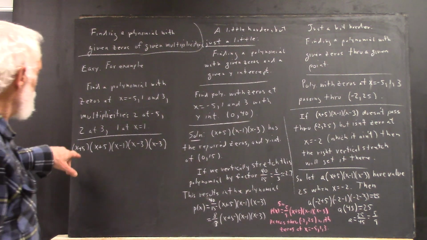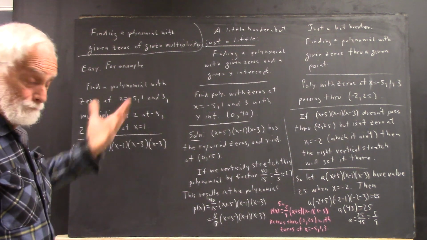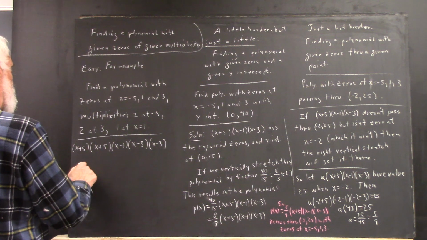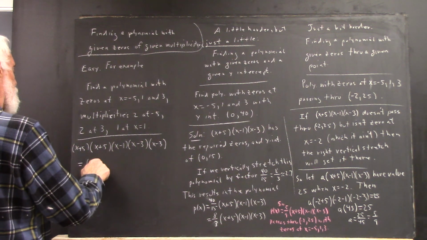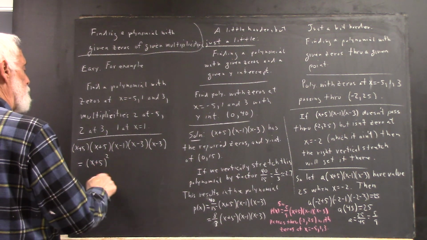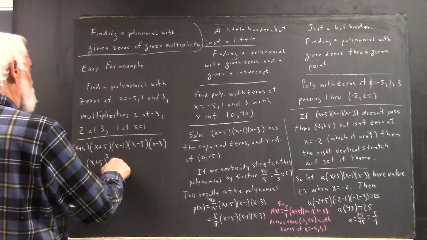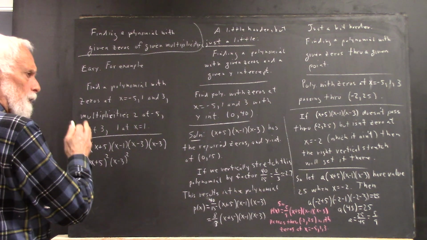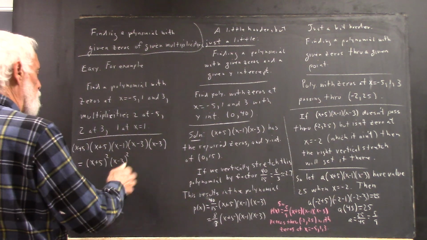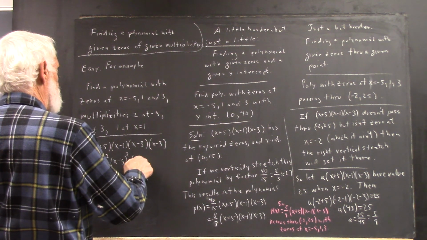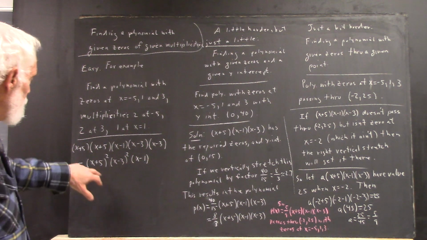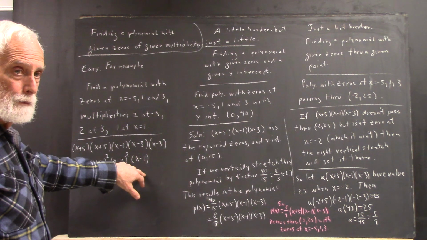That's okay. And that equals then x plus 5 squared. And we're going to do the x minus 3 squared next, because we usually list the factors in decreasing order of multiplicity. So we have this function.